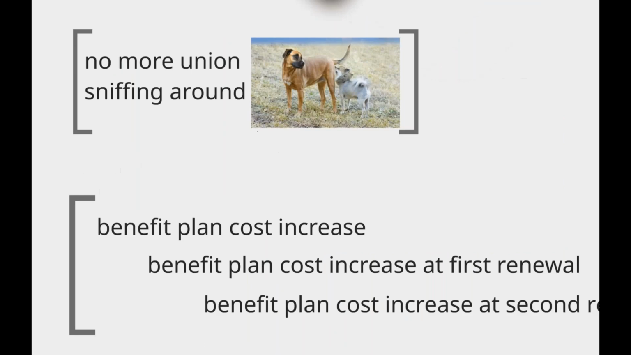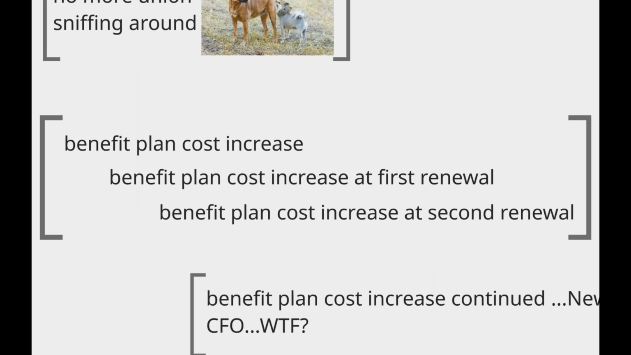You got it. The second thing, which was great for the broker and certainly good for us as well, is the benefit plan cost increased over their previous plan. So not only did the broker get a new client, but the benefit plan cost actually increased. So the broker was making more commissions than the previous consultant or broker. The benefit plan cost increased again at the first renewal, and again at the second renewal and beyond.